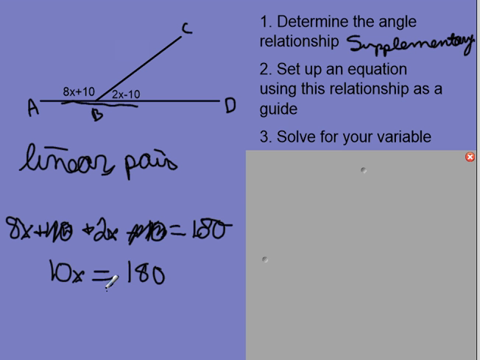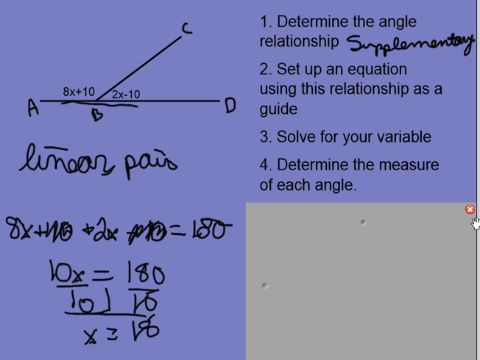And then it's just a matter of using a little bit of algebra. We have 10 and x here. They're multiplying, so I have to divide by 10 on both sides. And that gives me x equals 18. So that's step 3. We have found out what our variable equals. Finally, the last thing we have to do is determine the measure of each angle in our diagram. Our first angle is angle ABC, and I'm just going to write that angle ABC.